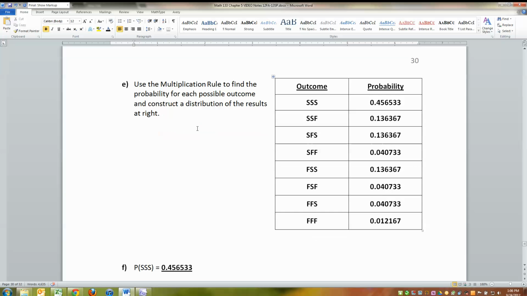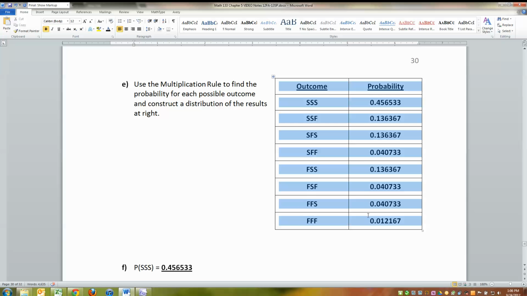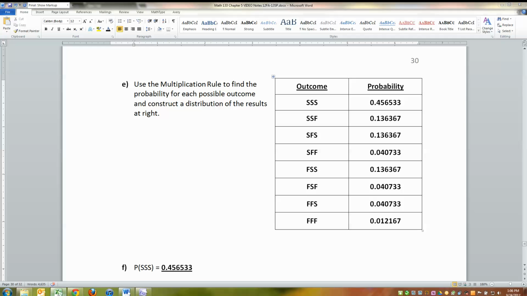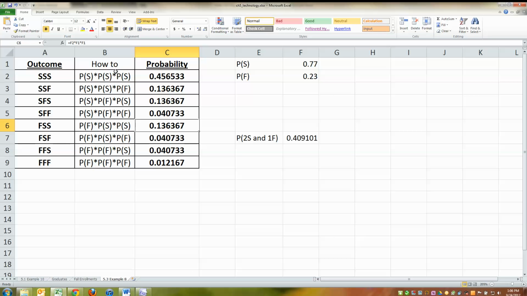All right, now we're going to use the multiplication rule and we're going to do it with Excel. So that's part of our Excel technology thing. So I'm going to go over here. So success, success, success. That's the probability of success times the probability of success times the probability of success. Now what I did to make my life easier was I actually put probability of success and failure over here just for my own benefit.